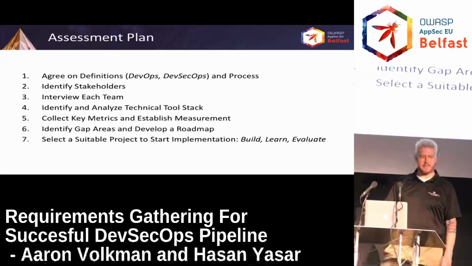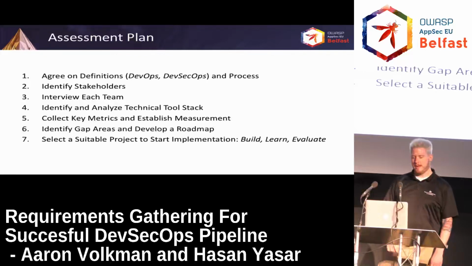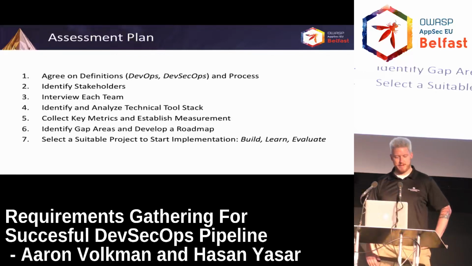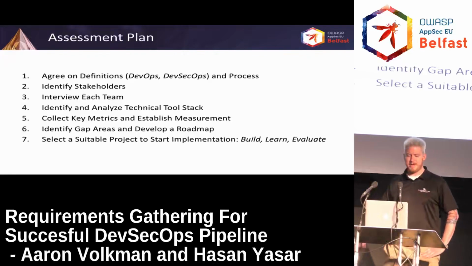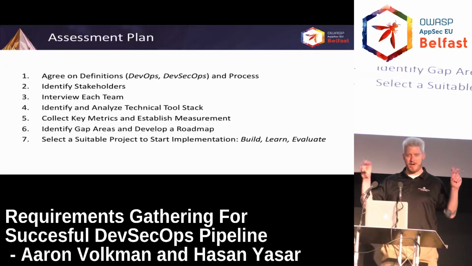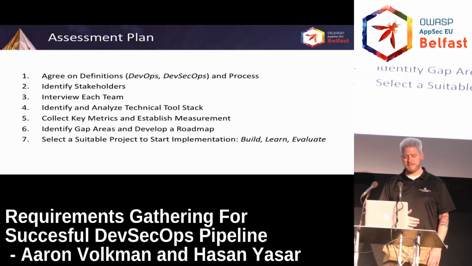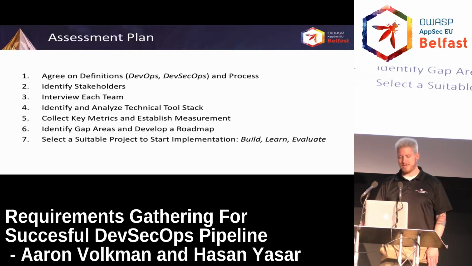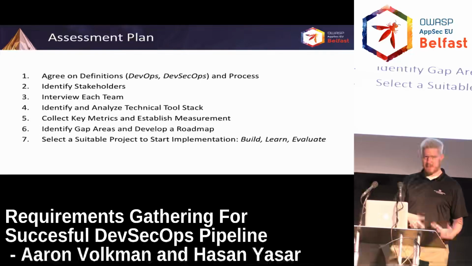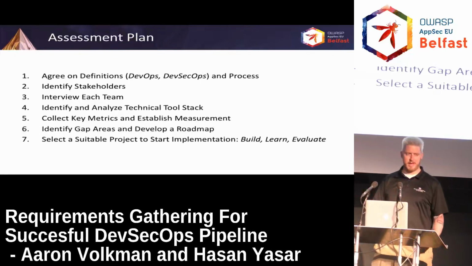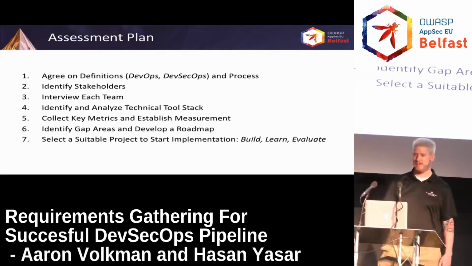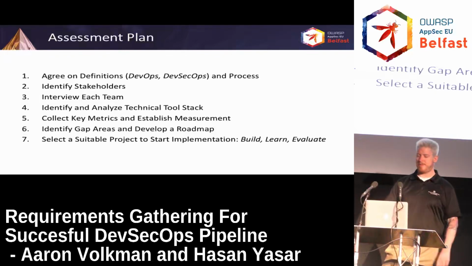Next step, identify the key stakeholders. I went over that a few times. Conduct interviews of each team. Identify and analyze their current technical tool stack. Collect key metrics and establish measurement frameworks. Identify the gap areas and develop a roadmap on how to get to their nirvana state. And then select the suitable project to start their implementation with, to build that piece of software, learn from it, and evaluate what works and what doesn't work so that they can then expand throughout their organization.